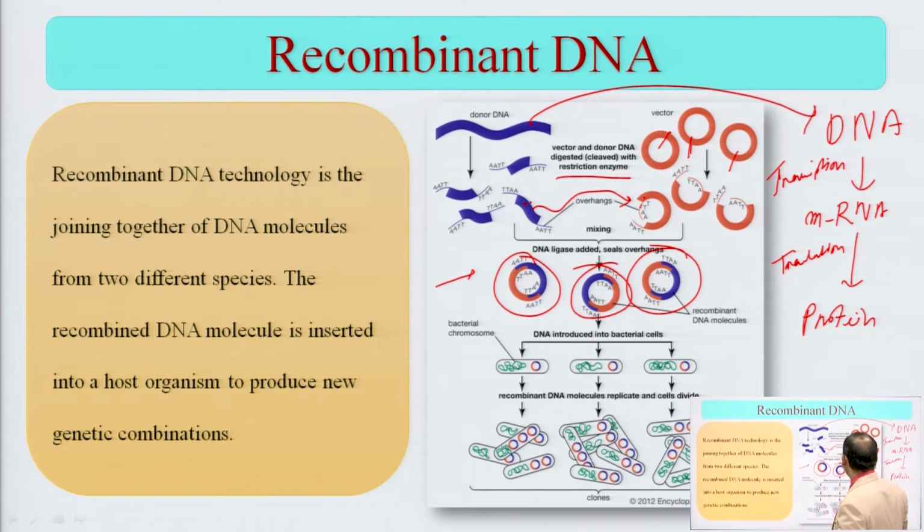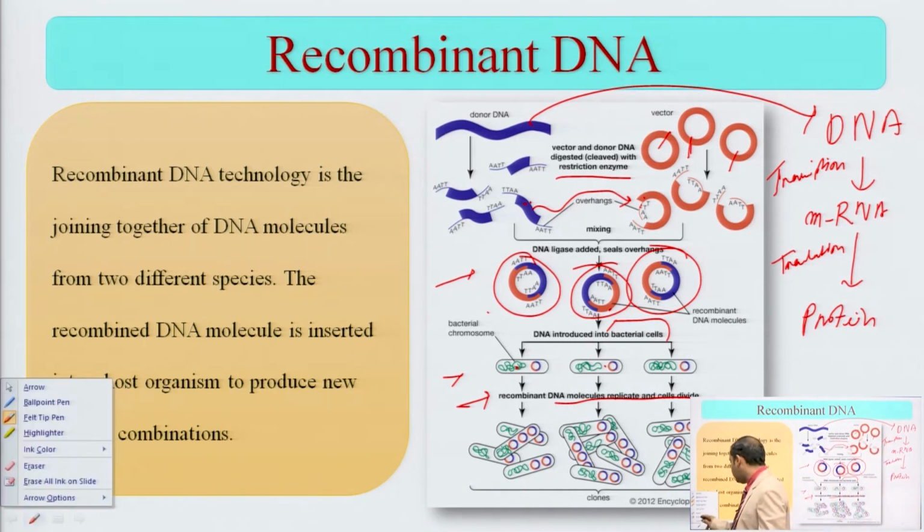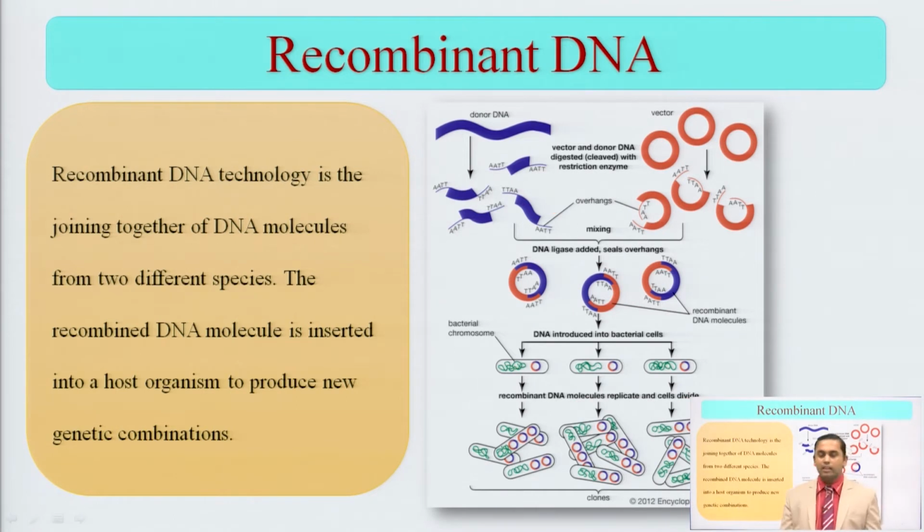Then this entire complex will be inserted into a bacterial cell. This is the bacterial chromosome, and this entire complex is inserted into the bacteria. Now, what will happen? This recombinant DNA molecule will replicate as the cell divides, because this is a common feature of cells: they divide very rapidly. When the cell divides, the recombinant DNA molecule will also replicate itself.